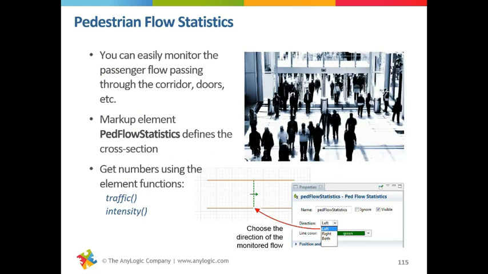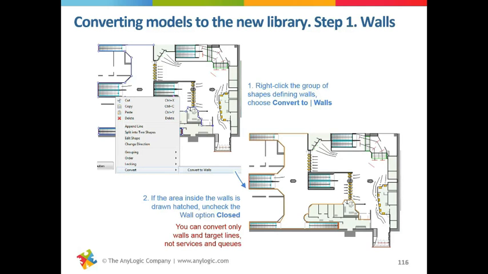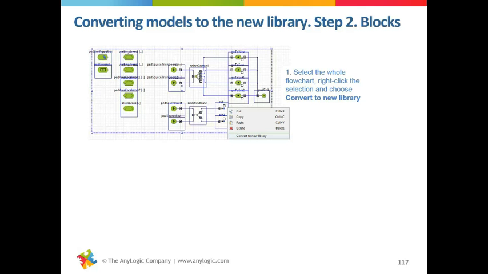Pedestrian flow statistics lines can be used to measure the number of pedestrians moving in a direction across its corresponding line. You can convert pedestrian models from previous versions by selecting the presentation elements of the model, right-clicking, and then choosing Convert to Walls. Similarly, you can select the pedestrian flow blocks from previous versions, right-click and choose Convert to New Library.